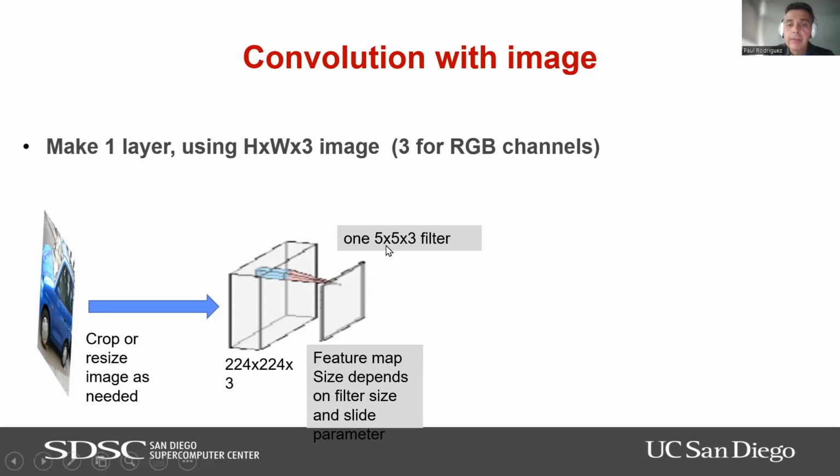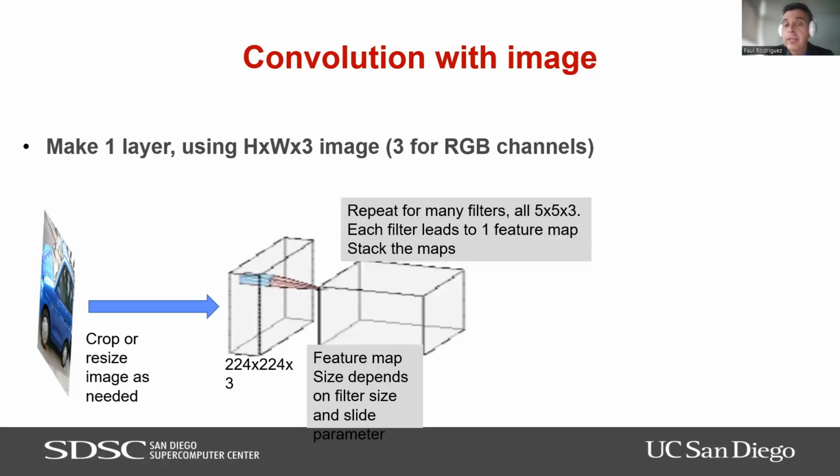And this is using a 5 by 5 by 3 filter. The 5 by 5 is what the person chose as the filter size in height and width. The 3 has to be there because you have 3 channels. So 5 by 5 by 3 is 25 times 3, which is 75. So that's 75 weight parameters. But remember, this is applied to the entire input. It's one filter that gets slid over this whole image. And so the feature map size depends on the filter size and the slide parameters. So the output size depends on some of these parameters.